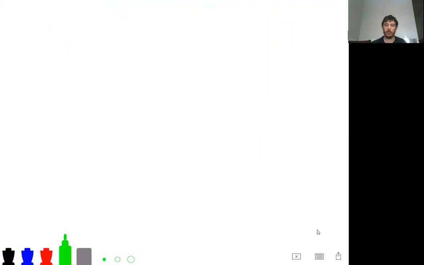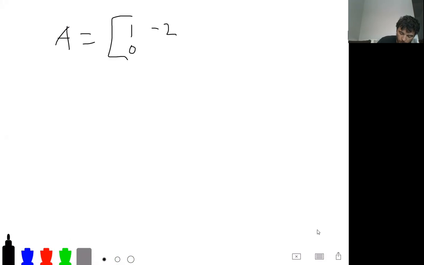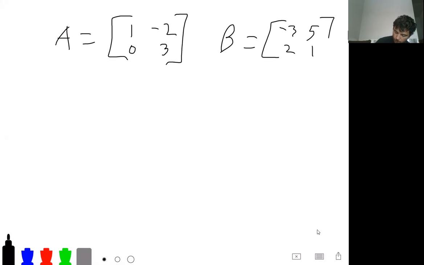Now what we're going to look at is, what do we do when we are adding and subtracting? First, we are only going to look at adding and subtracting matrices that have the same dimensions. The dimensions need to be exactly the same. So our first one, let's go: matrix A is going to be 1, -2, 0, and 3, and matrix B is going to equal -3, 5, 2, and 1. I can add and subtract these matrices very simply.